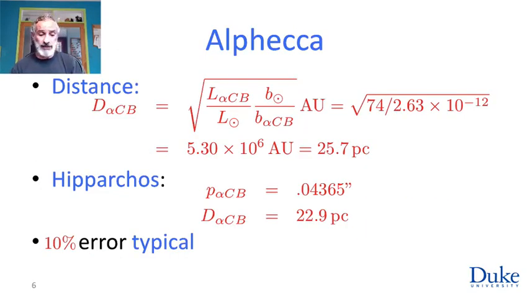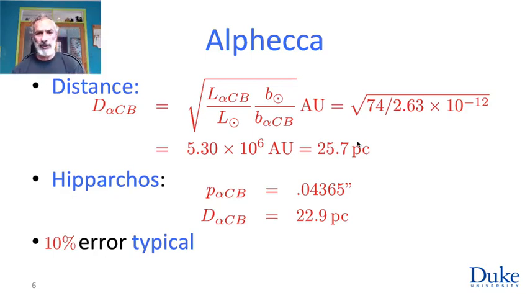And we can, as I said, predict a distance to Alphakka based on using the luminosity and the brightness. Brightness is measured. Luminosity is predicted from the HR diagram. I plug in 74 solar luminosities here. I plug in 10 to the minus 12 or whatever for Alphakka's brightness. And I find 5.5 million AU. I can convert that to parsecs with our 206,265 astronomical units per parsec conversion. And I predict Alphakka's distance to be 25.7 parsecs.